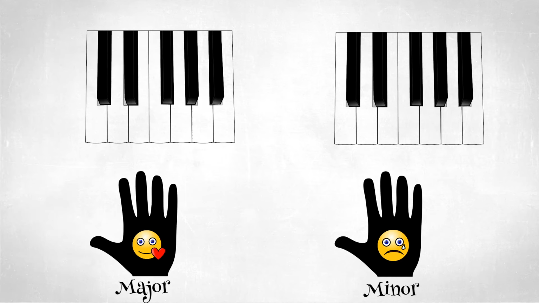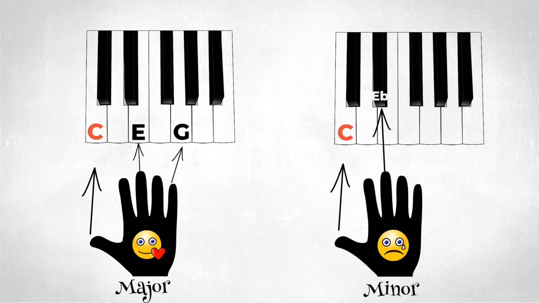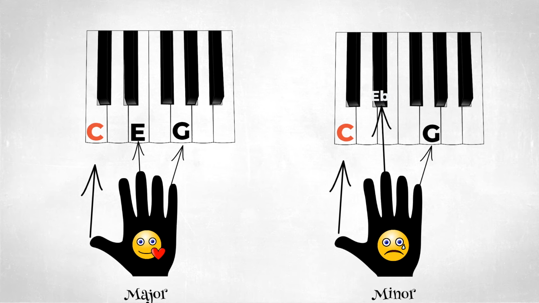Let's compare the major and minor chord on the piano side by side. The major chord uses C, E, and G, and the minor chord uses notes C, E flat, and G. So when comparing the two, they look very similar since they both use the C and G. But for the major chord, we use the E on the white key, and for the minor chord, we use the E flat. A slight change, but the entire sound and feel of the chord is different. Wow!